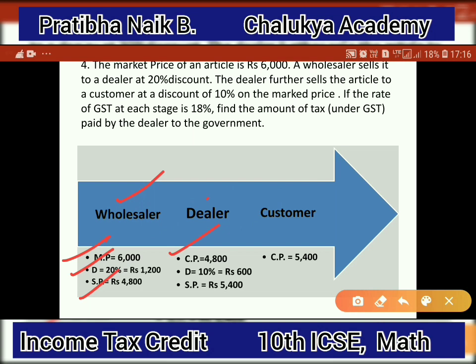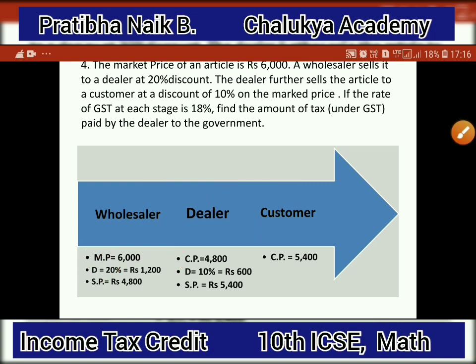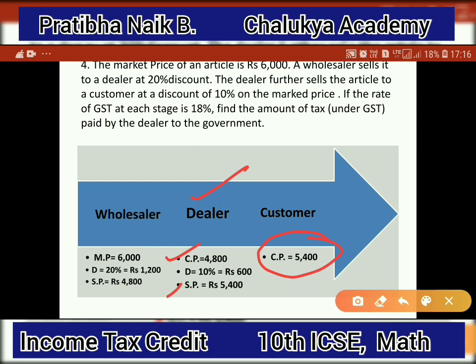Dealer is again selling the article to the customer by giving him 10% discount. Now 10% discount is on the mark price, that is 10% on the 6,000. So here we get the discount in rupees, that is 600. Okay, so 6,000 minus 600 will be 5,400. Okay, so for dealer his cost price is 4,800 and selling price is 5,400, and for the customer the cost price is 5,400.